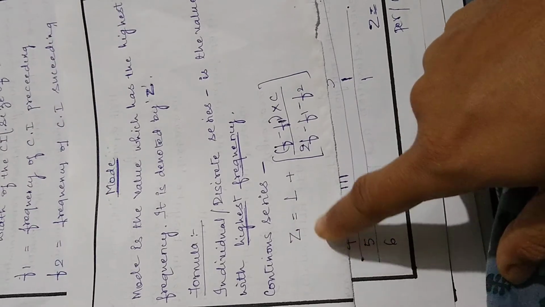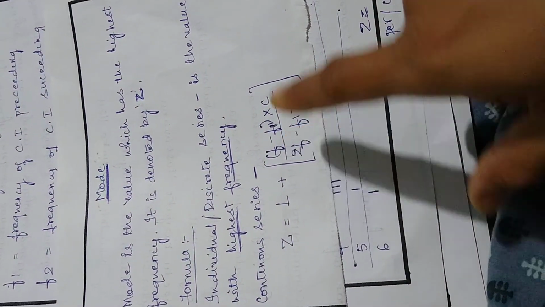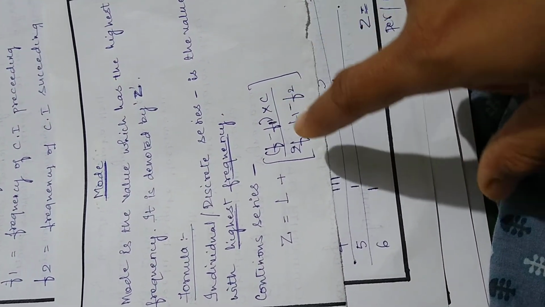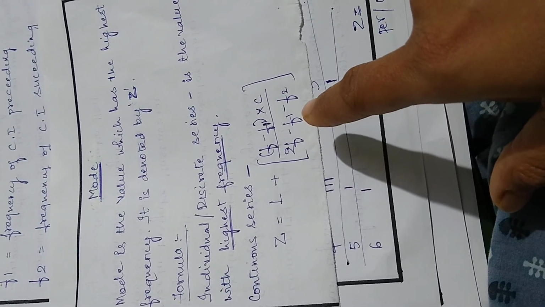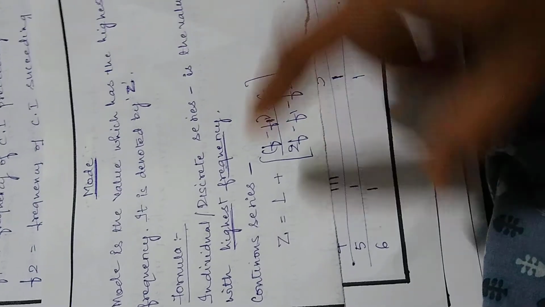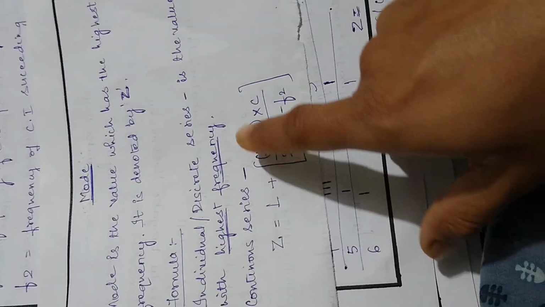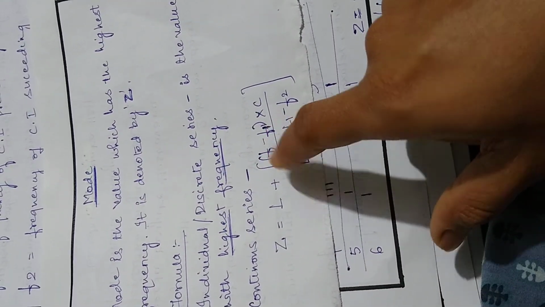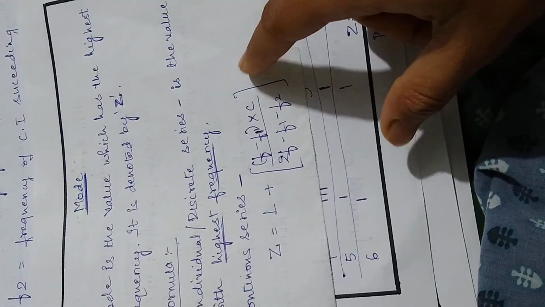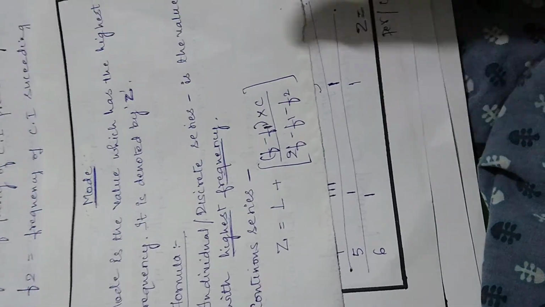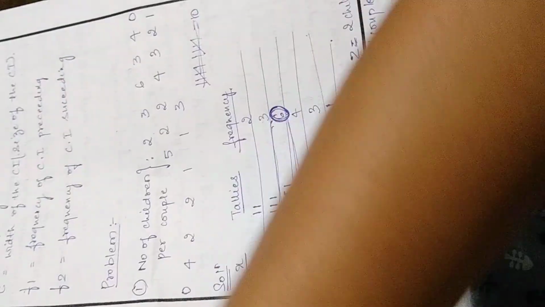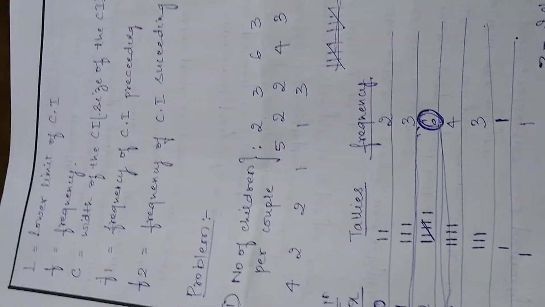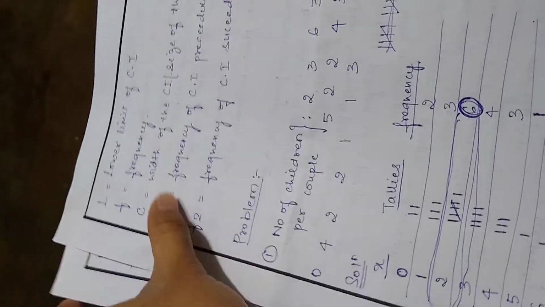So for continuous series, it is Z is equal to L plus F minus F1 into C divided by 2F minus F1 minus F2, where L is the lower limit of the frequency, F is the frequency, F1 will be the preceding frequency, C is the class width, F2 is the succeeding frequency. Okay, so hope you all understood these things. If there is any doubt, please do call me and ask.